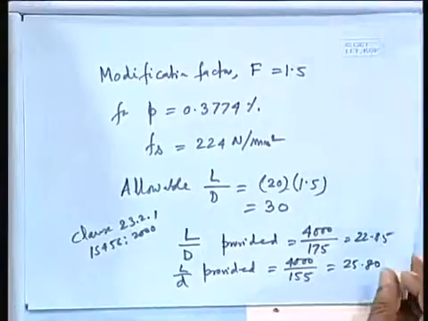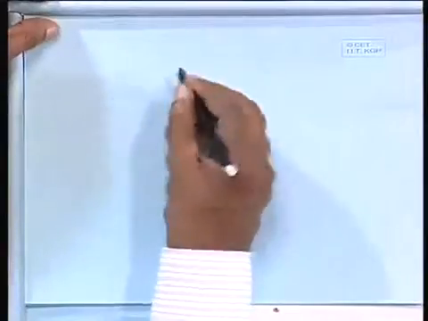So this is the simply supported case. Now we have to provide the reinforcement. What we have to do, we have two parts. So let us first summarize.